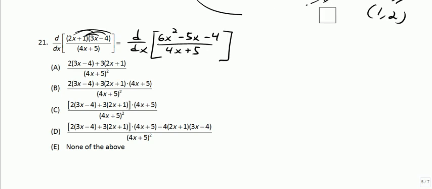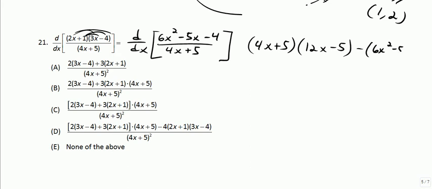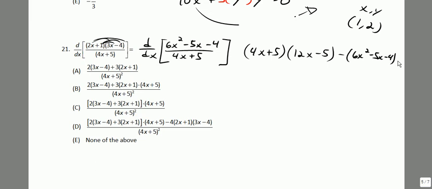So, okay, low d high, 4x plus 5. D high is 12x minus 5. Minus high d low. Okay, 6x squared minus 5x minus 4. And d low is 4. And that's all over low squared. 4x plus 5 squared. So I'm just going to look at the answers real quick. All of them have 4x plus 5.